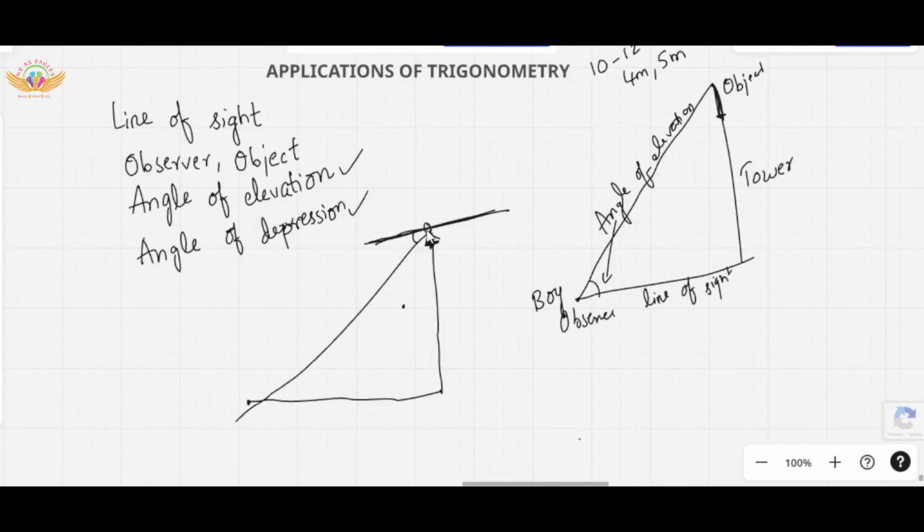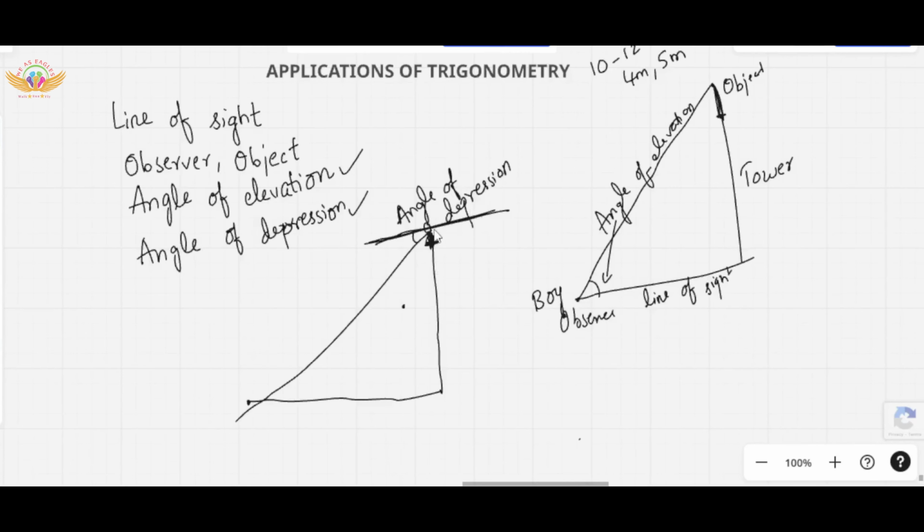He's watching down, not up. The man who is on the object is watching the observer who is at the bottom. So this angle is called the angle of depression. All right, so I think you understood now. Angle of depression is the line that joins the top of the object to the observer and goes down, whereas the angle of elevation goes above, from the observer up to the object.